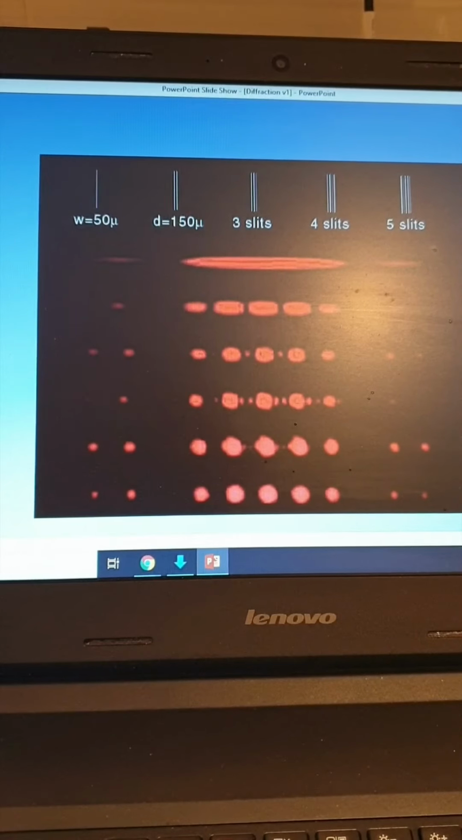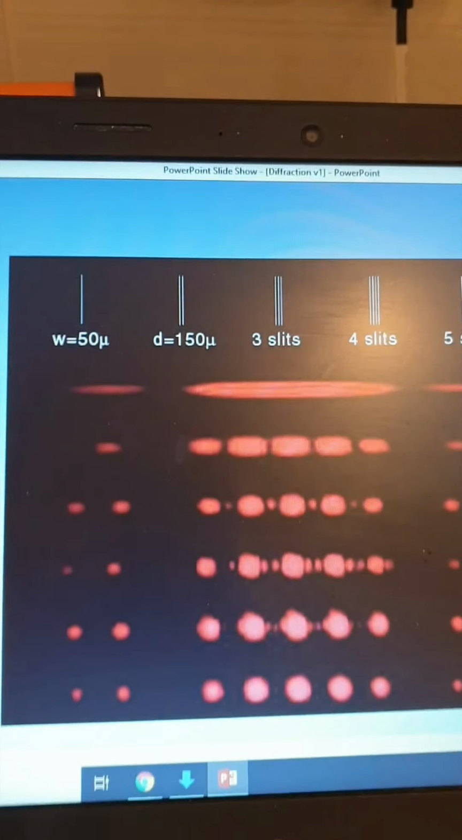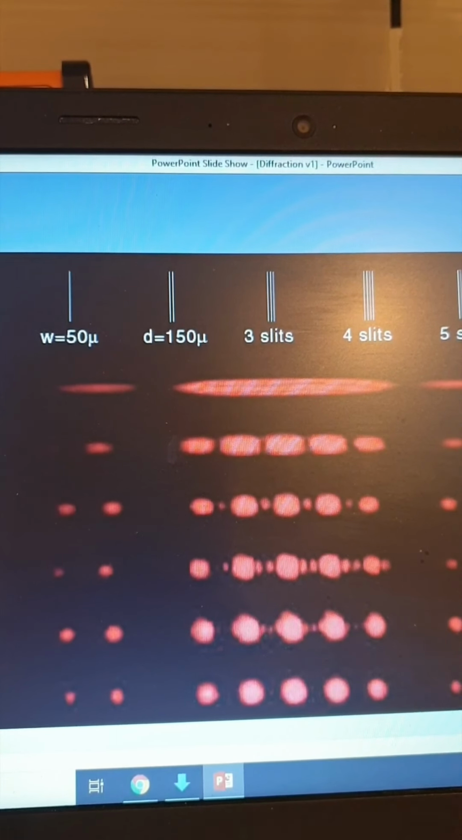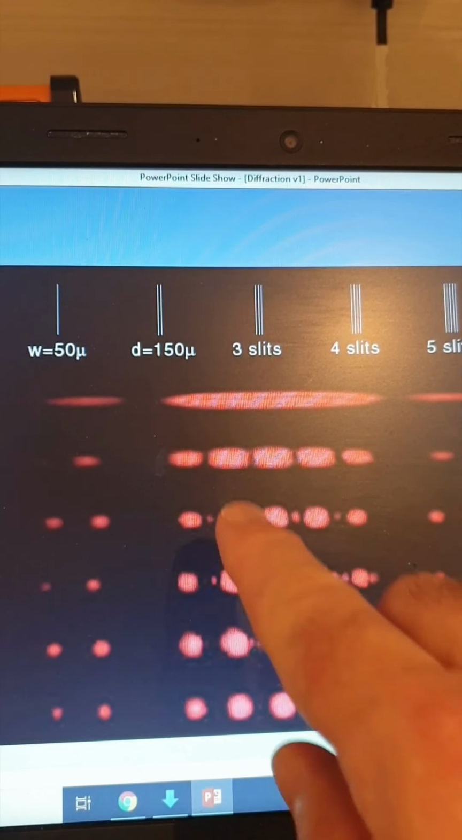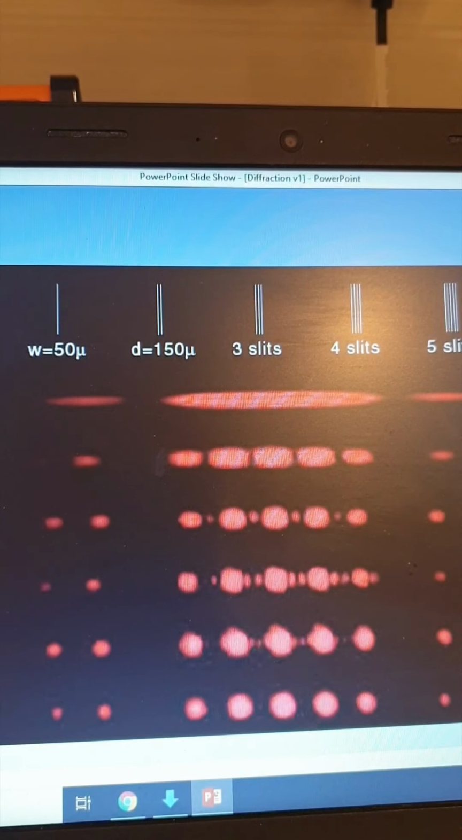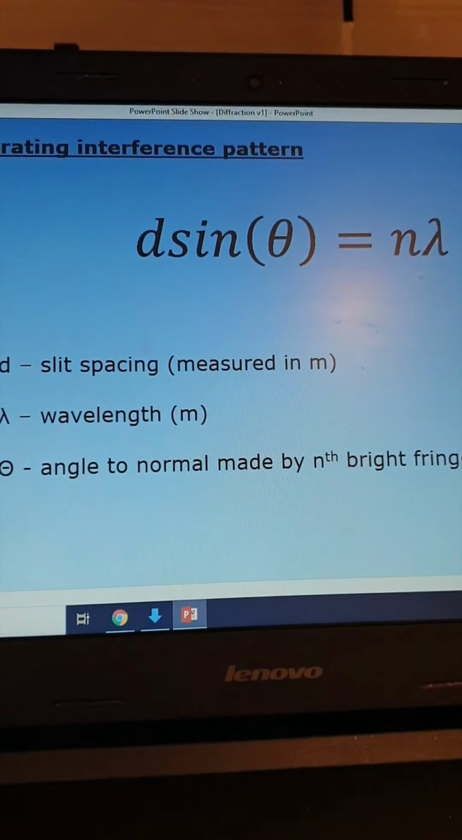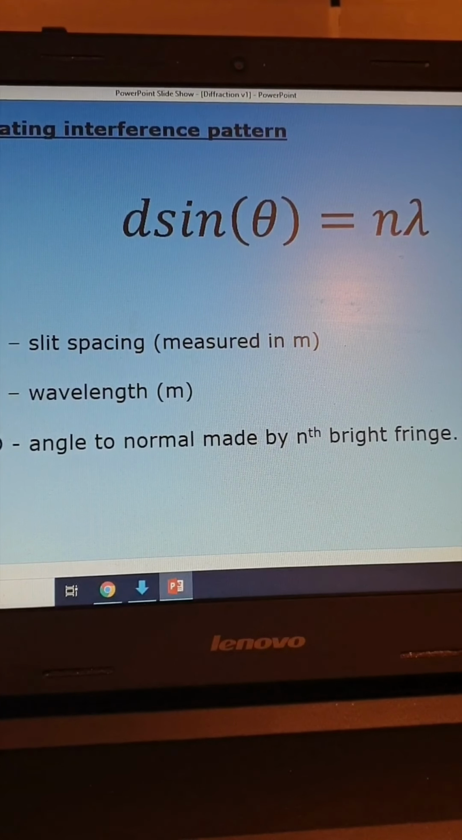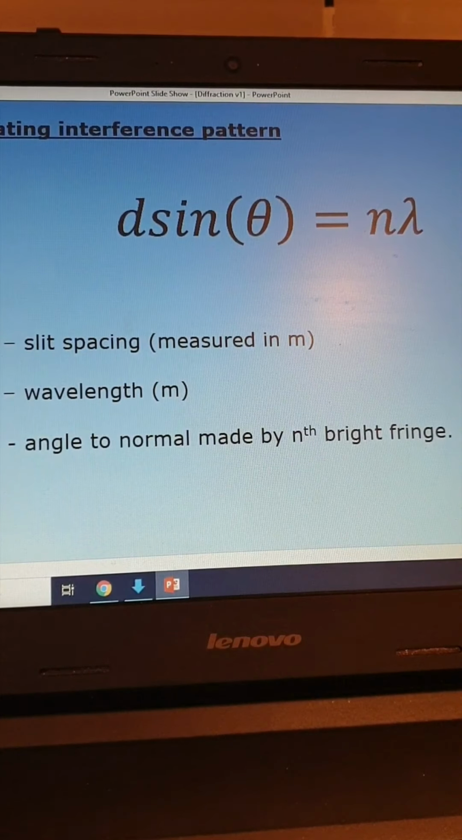diffraction grating. What we see is that as we increase the number of slits, we get more and more points of light rather than the light being spread out. So for a diffraction grating, we have this equation. It says d, which in this case is the slit spacing, multiplied by the sine of the angle, that's the angle between the center of the diffraction grating and the nth bright fringe, is equal to n times the wavelength.